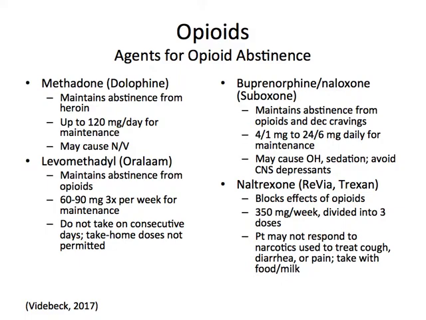The third medication is Suboxone. This medication helps to maintain abstinence from opioids and decrease cravings. Some of the commonly reported side effects are orthostatic hypotension and sedation. It's important to avoid central nervous system depressants when on Suboxone. Finally, naltrexone works by blocking the effect of opioids. When patients are on this medication, it's important to note that they may not respond to narcotics used to treat cough, diarrhea, or pain. The medication should be taken with food or milk.